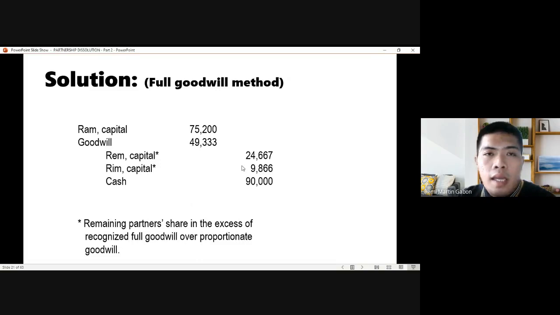Then journalize the retirement. So, debit RAM capital for 75,200. Then, debit the full goodwill, 49,333. Then credit cash for 90,000 for the retirement price of RAM's capital interest. Okay. Then credit the respective capital accounts of REM and RIM for the share in the excess goodwill. Okay. So that's it.